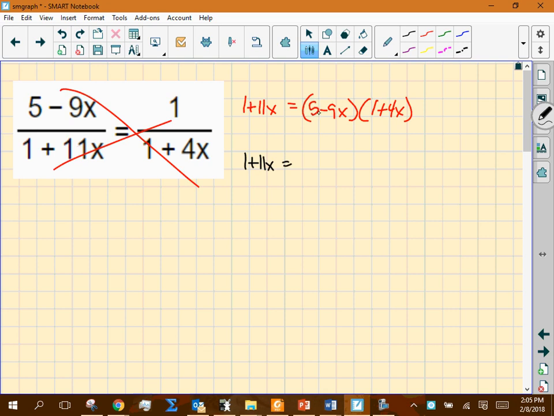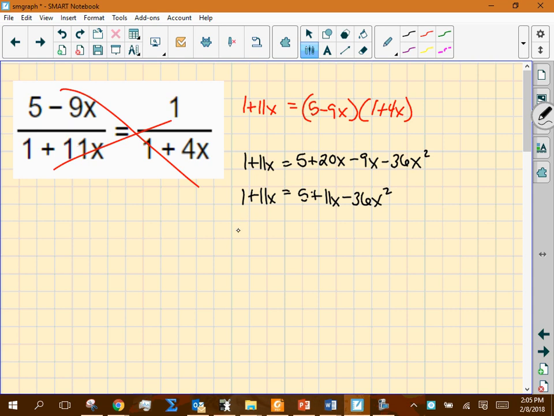And now I'll just go ahead and FOIL this side. So it gives me 5 times 1, which is 5. 5 times 4x is 20x. And now negative 9x times 1 gives me negative 9x. And now negative 9x times 4x gives me negative 36, but it's x times an x, so it's x squared. Now I'm just going to combine like terms here and get this in a more condensed version. So we got 5, plus 11x, minus 36x squared.